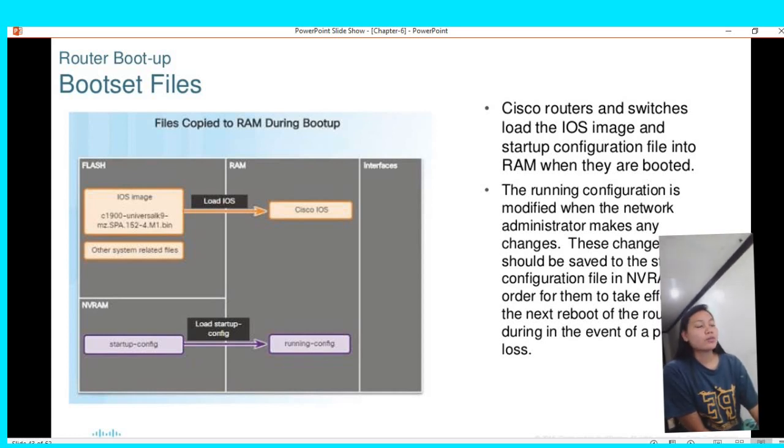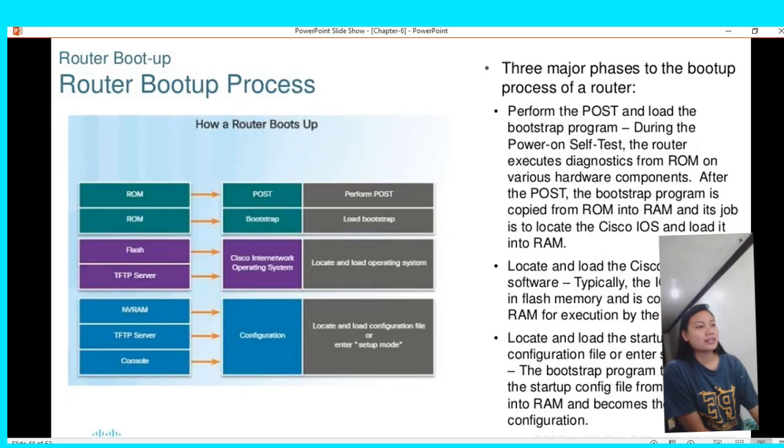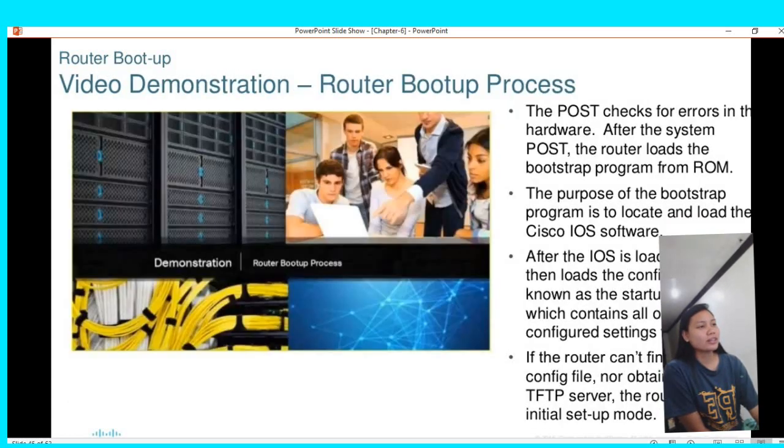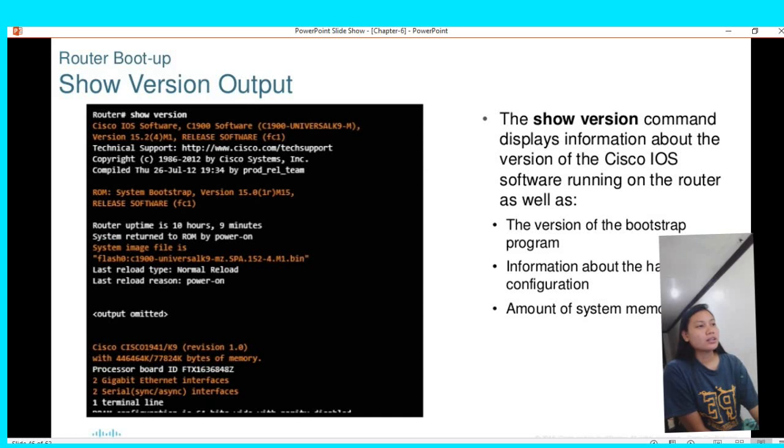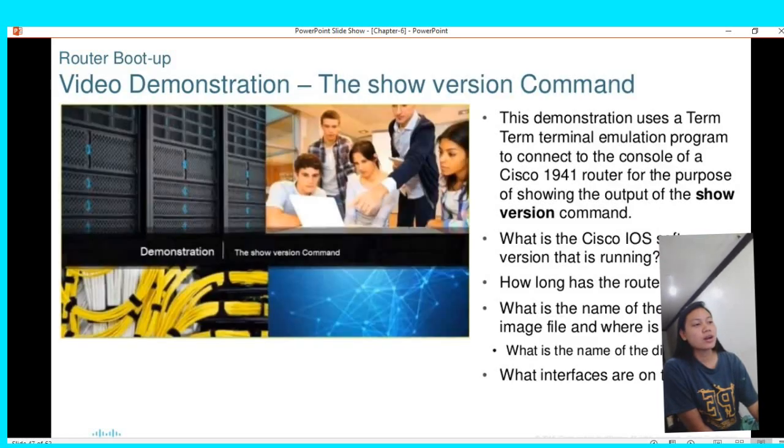Router memory: volatile memory and non-volatile memory. A router uses four types of memory: RAM, ROM, NVRAM, and Flash. Inside the router, the general hardware components are the power supply, cooling fan, SDRAM, non-volatile RAM or NVRAM, CPU, heat shields, and advanced integration module, or AIM.